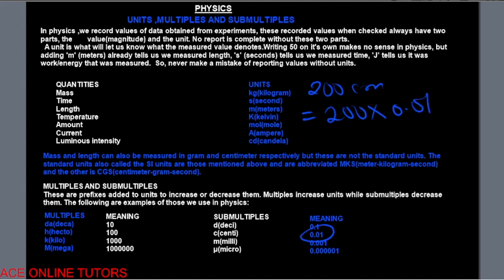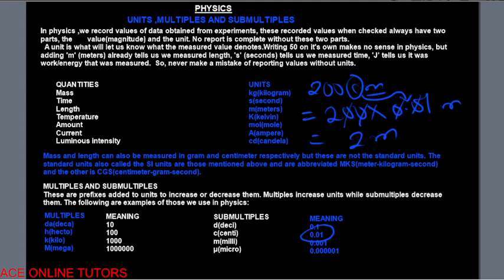0.01. Then you put your meter. This centi, you see that is not there again. It is the one that we have replaced by 0.01. Now by the time you multiply, this 0 will cancel this 0, this 0 will cancel this 0. We are just left with 2 meter. So the value of that length is actually 2 meter.